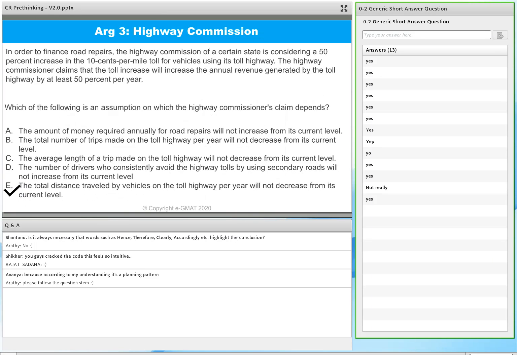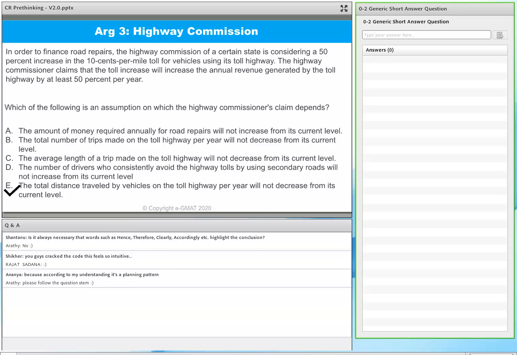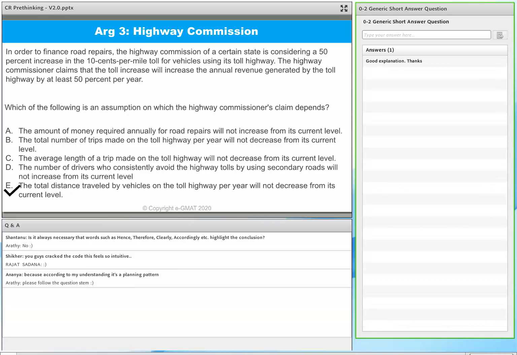Let's look at choice C. Some of you chose choice C as well. If the average length goes down, what can make up for average length? Number of trips can make up, absolutely. So if this goes down, number of trips can make up. If the number of drivers who constantly avoid the highway tolls increase, what's going to make up? The drivers who still are there can take longer trips or can even take more trips.